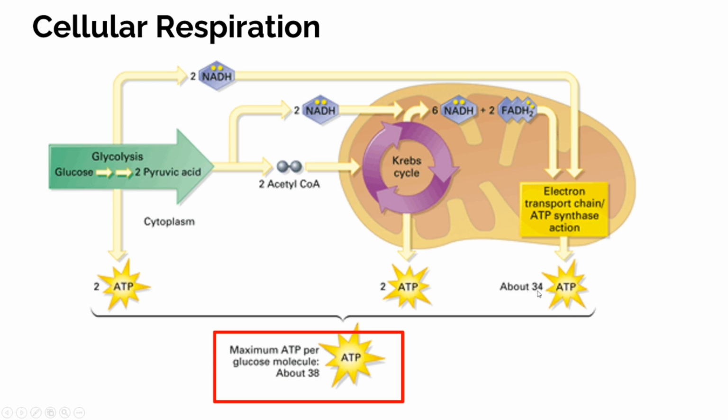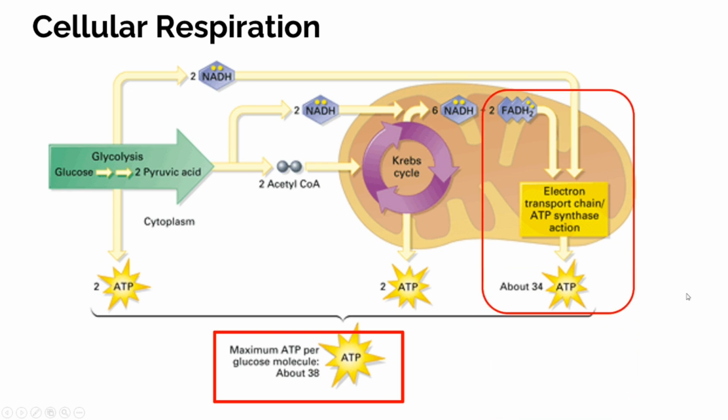We say about 34 because we actually don't know how many we make. Sometimes we make 30, sometimes we make 32 or 34. So it's about that number, and it's not consistent. So somewhere around that range, that's how many ATPs we're going to generate from that. And so you can see all these electron carriers like the NADH that we made from glycolysis, the NADH that we made from pyruvate oxidation, the NADH and the FADH2 from the Krebs cycle. That's all funneling over here to the electron transport chain.